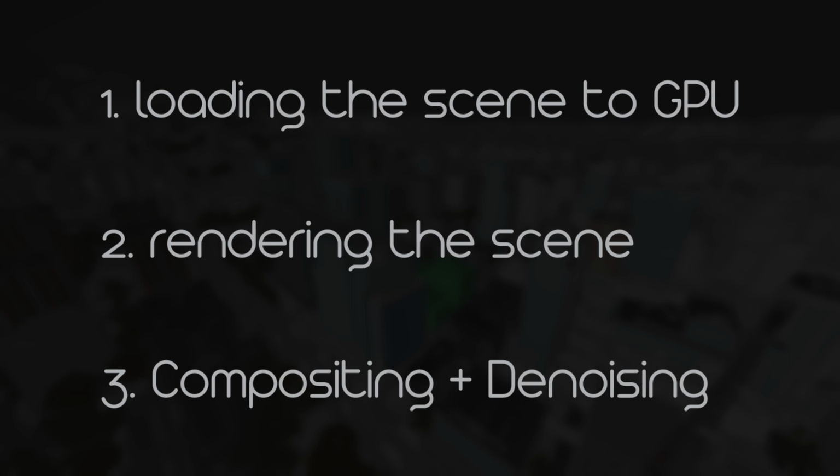Rendering consists of these three main processes. First, it has to take all of your textures and meshes and load them into the GPU. Then it has to render the scene, which usually takes the longest time. And at the end, there is the denoiser and compositing, which also takes some time.